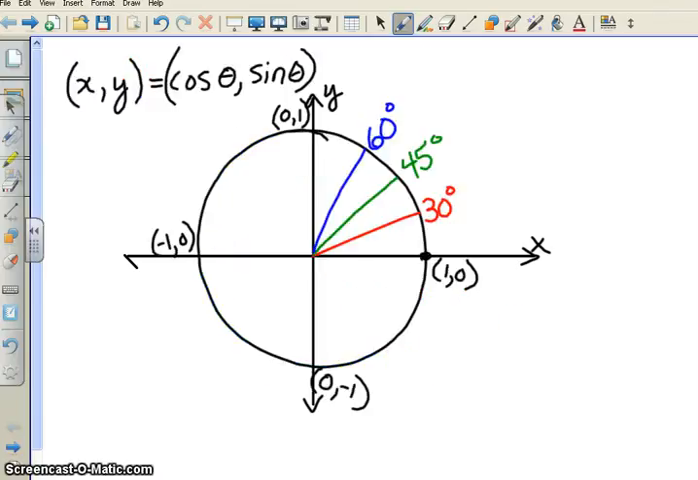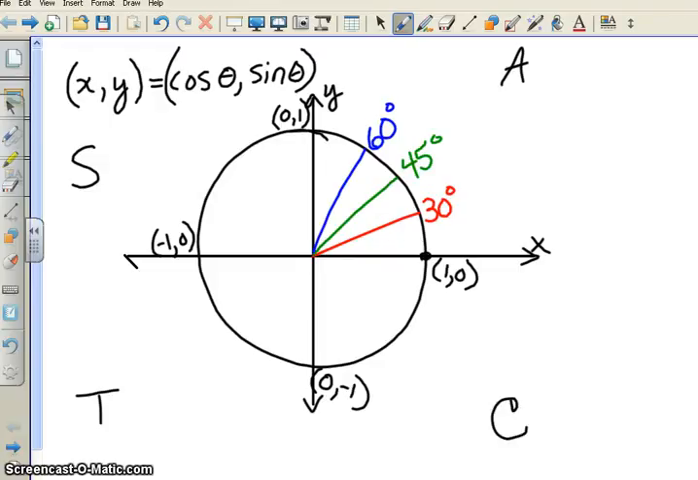Knowing your unit circle is a huge help doing trig. So we already talked about in the first quadrant, all trig functions are positive. In the second, only sin and cosecant are positive. In the third, tan and cot. And in the fourth, cos and sec are positive.